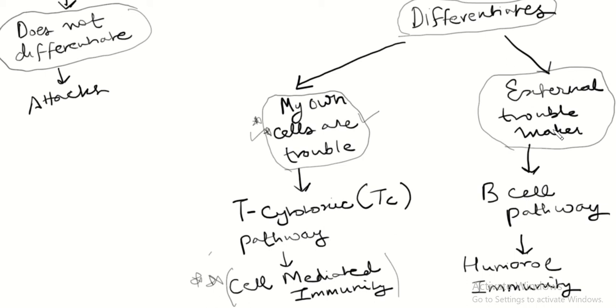And then again, you may have an external troublemaker. When there's an external troublemaker like bacteria, fungi, pollen, now that's a different pathway. That's humoral immunity. Okay? And that uses B cells and the B cell pathways. And we'll talk a little bit more about it.